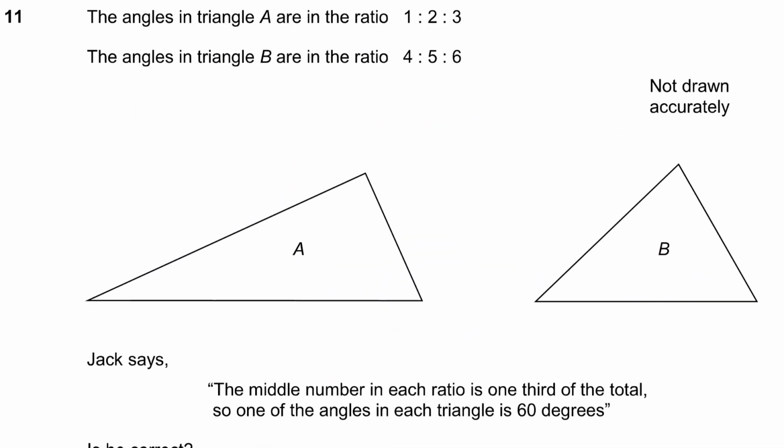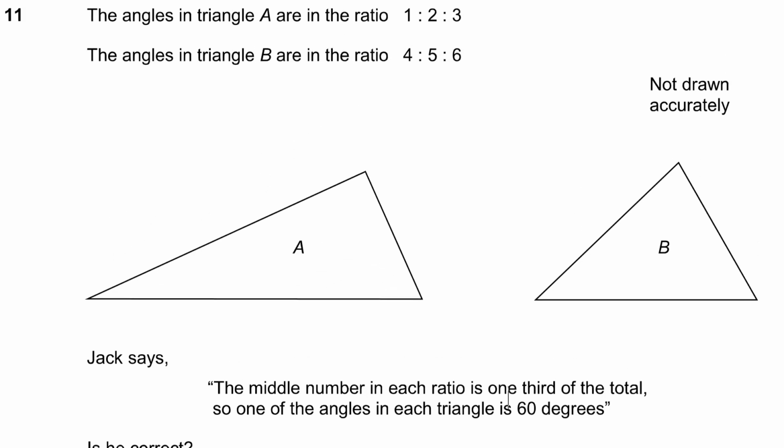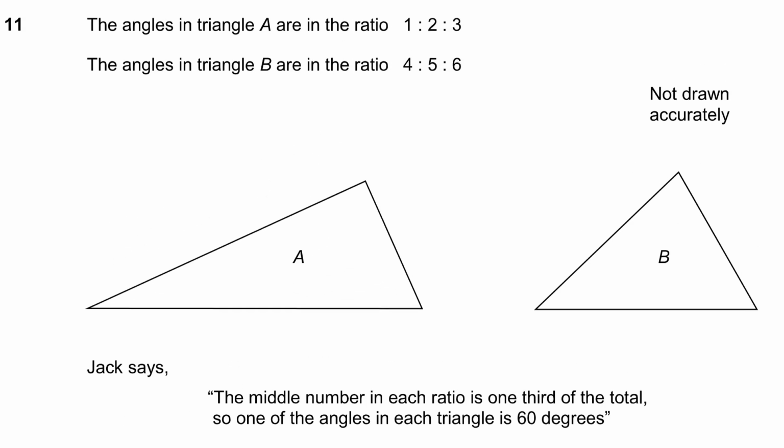Question 11. The angles in triangle A are in the ratio of 1 to 2 to 3. The angles in triangle B are in the ratio of 4 to 5 to 6. Now Jack says the middle number in each ratio is 1/3 of the total, so one of the angles in each triangle is 60 degrees. Is he correct?